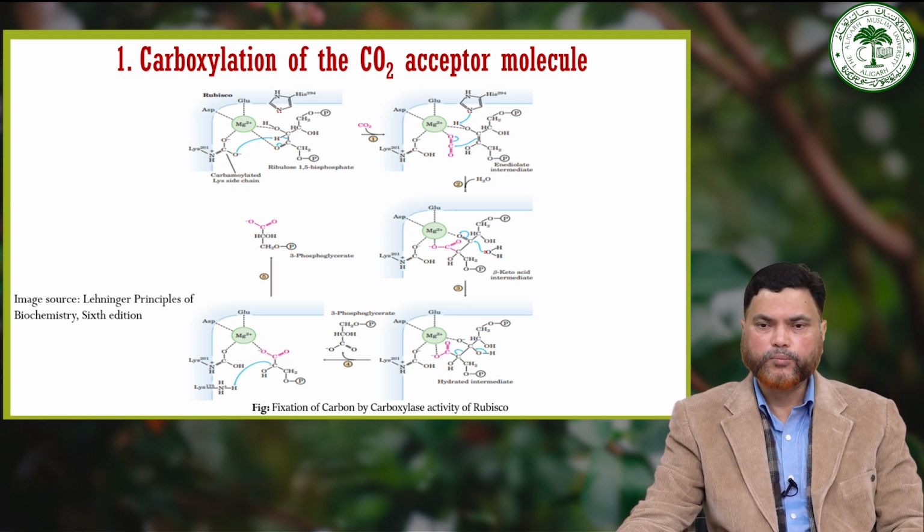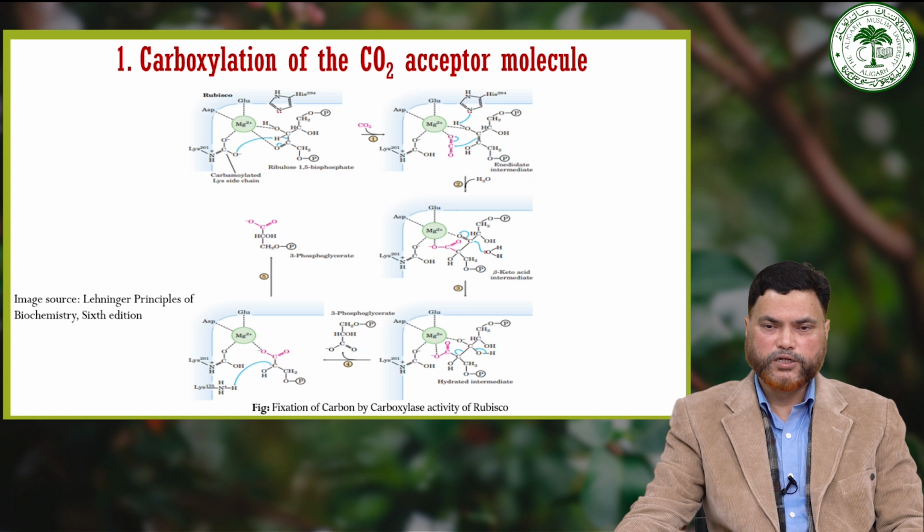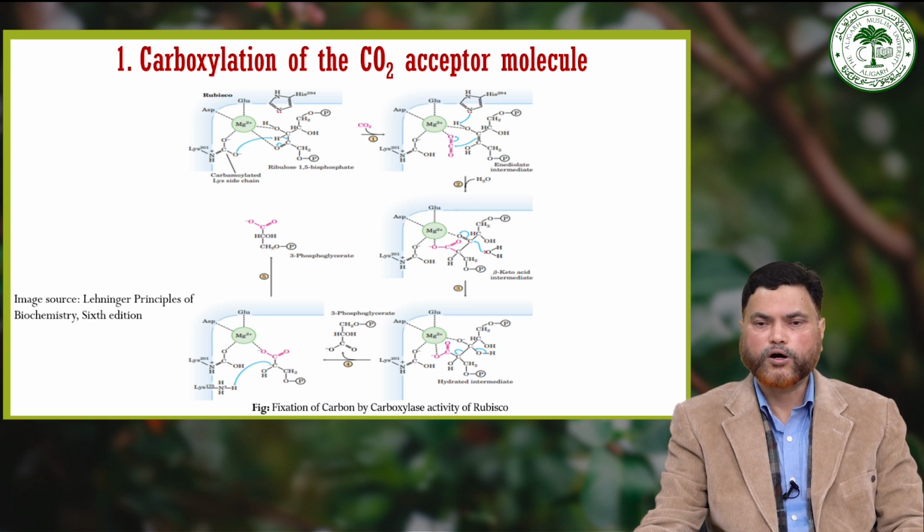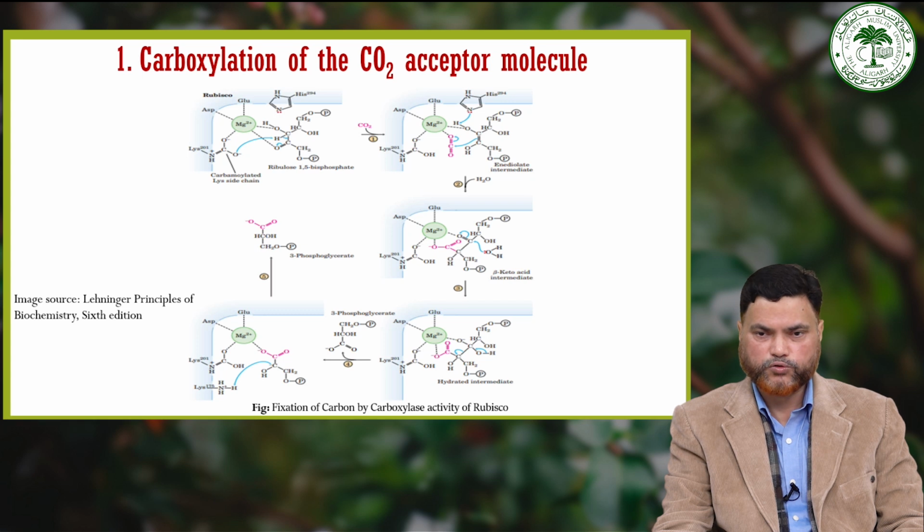Here the product formed is a 6 carbon intermediate which is unstable. It is very important to note, this intermediate is unstable. It soon gets, you see in the figure, hydrolyzed into two molecules of a 3 carbon compound called 3-phosphoglyceric acid. The overall reaction therefore combines one molecule of carbon dioxide and one ribulose 1,5-bisphosphate to form two molecules of 3-phosphoglycerate, one of which contains the carbon atom from carbon dioxide, that is the reduced form.